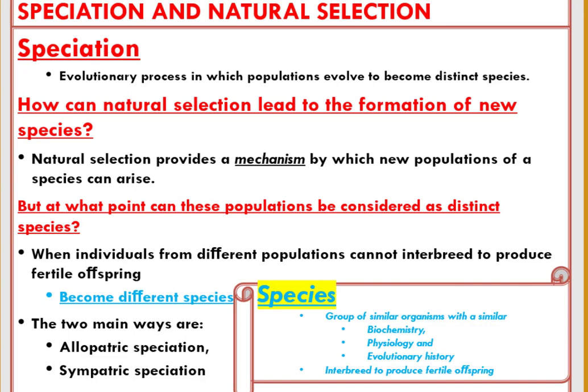I think first we need to define what is a species. A species means a group of similar individuals with a similar biochemistry, physiology, and evolutionary history that can interbreed with each other to produce fertile offspring. There are a number of ways of speciation, but in this lesson, we are going to study the two main ways of speciation, allopatric speciation and sympatric speciation.